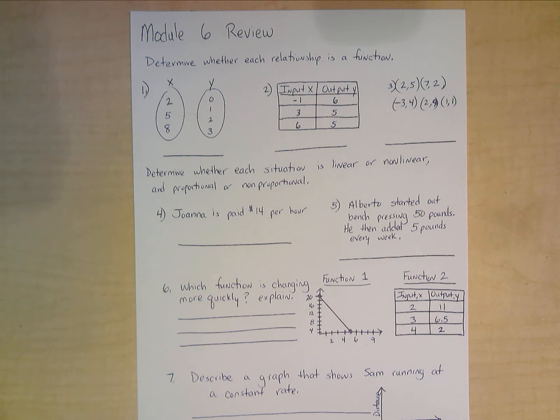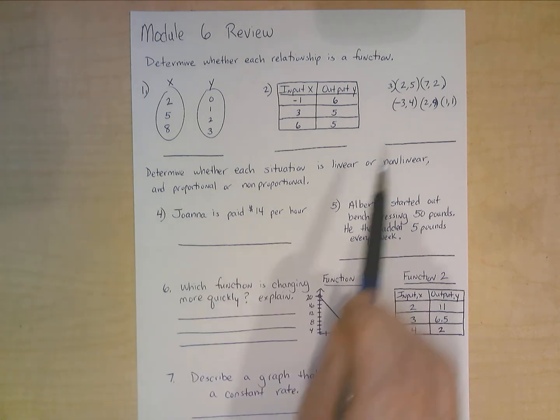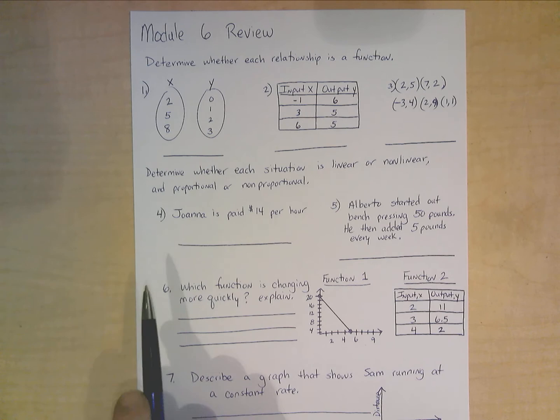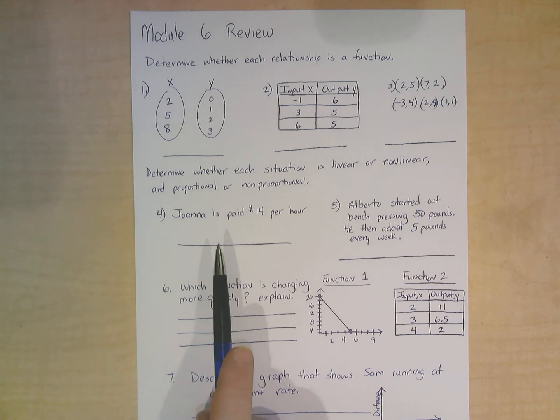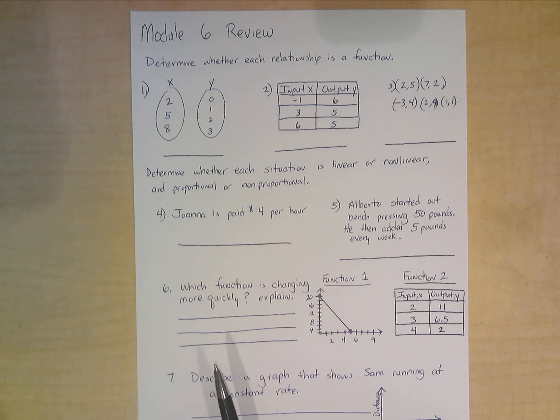Hey guys, so we're doing a Module 6 review. We're going to determine whether these three things up here are functions or not. Then we're going to determine whether each situation for 4 and 5 are linear, nonlinear, proportional, not proportional. 6, we're going to decide whether function 1 or function 2 is changing more quickly. And then we're going to describe a situation down here regarding SAM running at a constant rate.